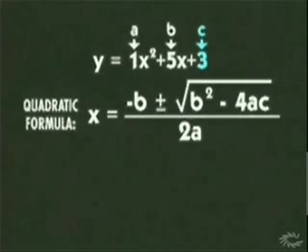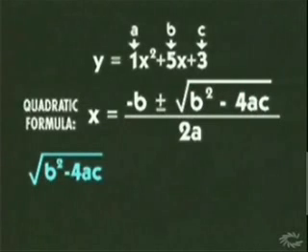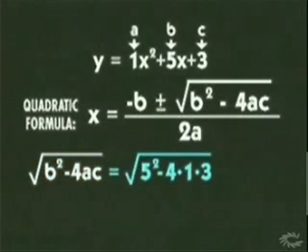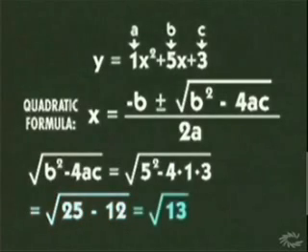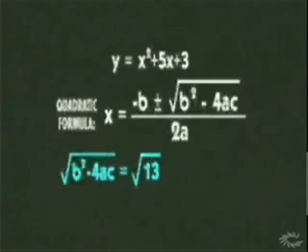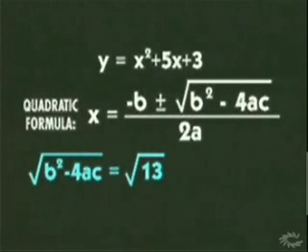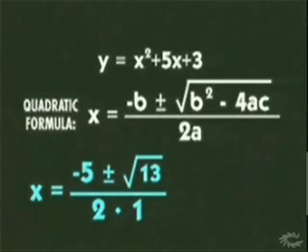Now, to make things a little easier, before we substitute all these into the quadratic formula, let's just compute the part inside the square root. b squared minus 4ac, which equals 5 squared minus 4 times 1 times 3, which equals 25 minus 12, which equals 13. The rest of the formula is now easier to manage. We have x equals negative 5 plus or minus radical 13 over 2. Of course, that is really two answers.